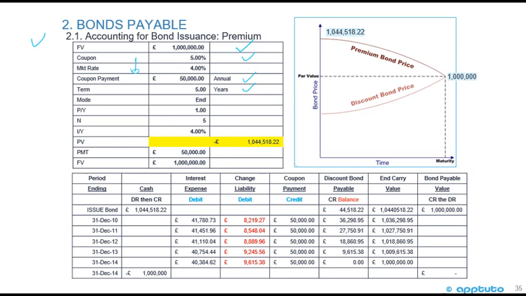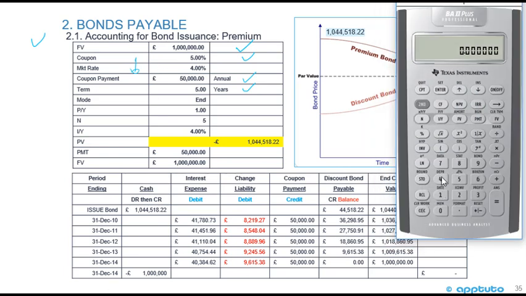So when we bring up the calculator again, let's do our calculation. So it's 5 N. The interest rate, though, has gone down to 4%, so it's 4 I/Y. Our payment is still the $50,000. And our future value, face value, is the £1 million, okay? So when we calculate our price of our bond, the cash that we received, we can see that it's $1,044,518.22, okay?